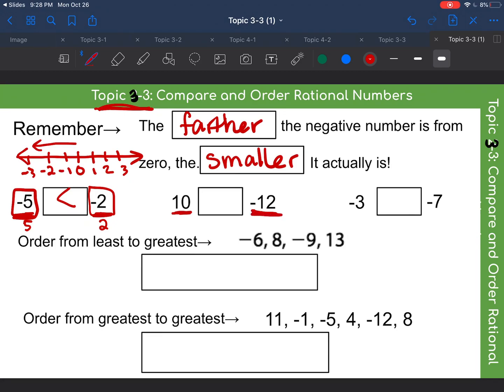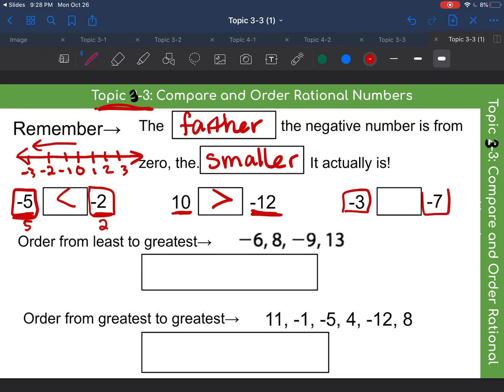Now, if we look at another example, 10 and -12, I'll give you a little hint right now. Anytime you see a positive number compared to a negative number, you always know that the positive number is greater, because positive numbers are always greater than negatives. So 10 is greater than -12.